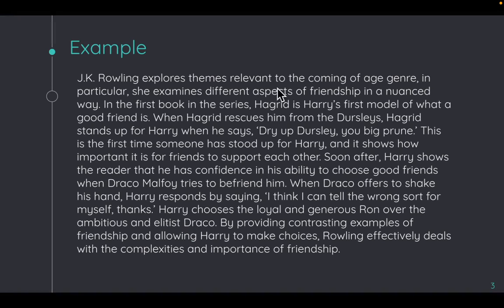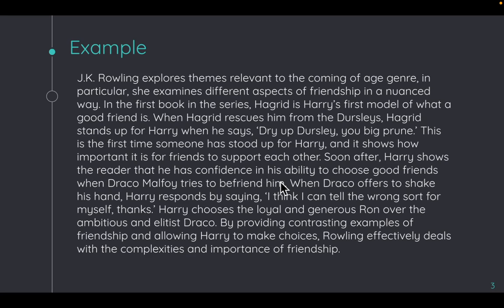J.K. Rowling explores themes relevant to the coming-of-age genre. So we're talking about Harry Potter here. In particular, she examines different aspects of friendship in a nuanced way. In the first book in the series, Hagrid is Harry's first model of what a good friend is. When Hagrid rescues him from the Dursleys, Hagrid stands up for Harry when he says, "Dry up, Dursley, you big prune." This is the first time someone has stood up for Harry, and it shows how important it is for friends to support each other.